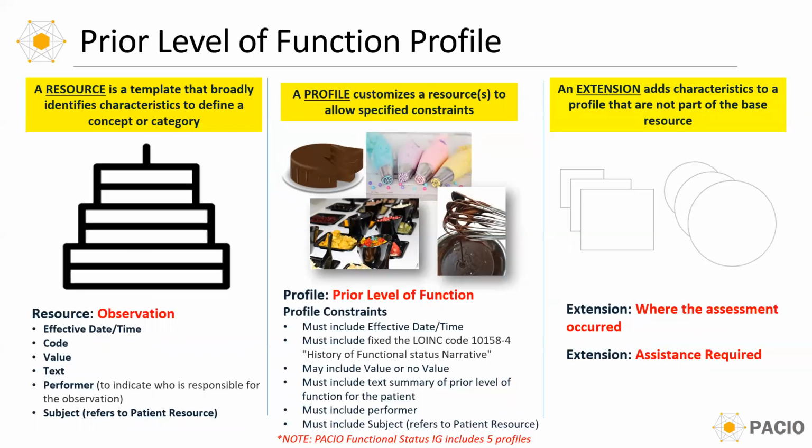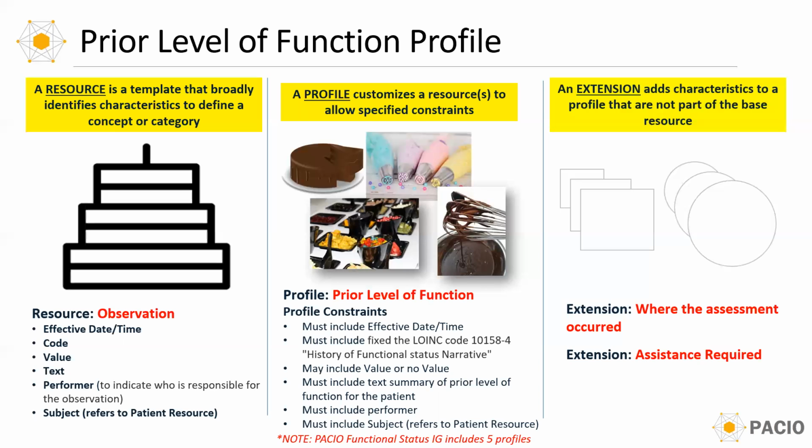Applying our analogy to help understand the PASIO Functional Status IG, we can take the prior level of function profile as an example. Our resource that we used for the prior level of function example is observation, with the following characteristics: effective date and time, code, value set, text, performer to indicate who is responsible for the observation, and subject referring to the patient resource. The profile for prior level of function includes the following constraints.